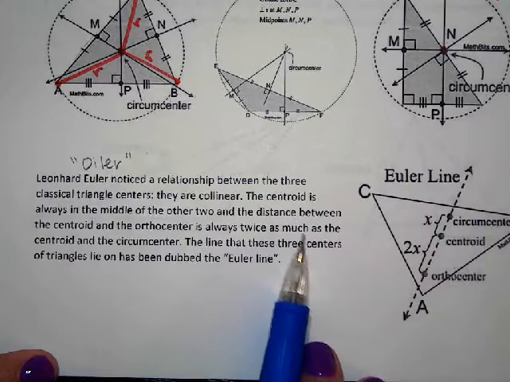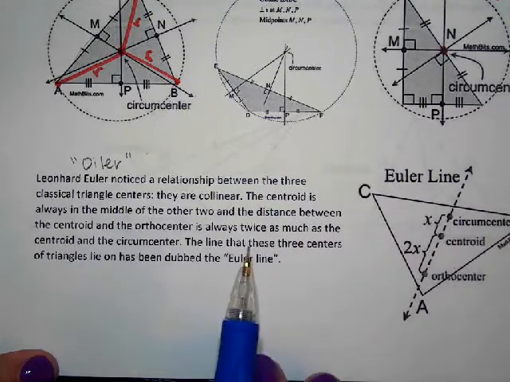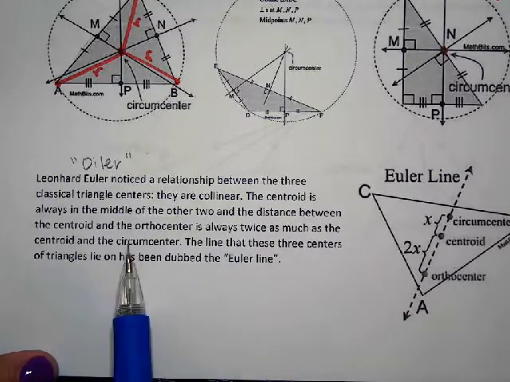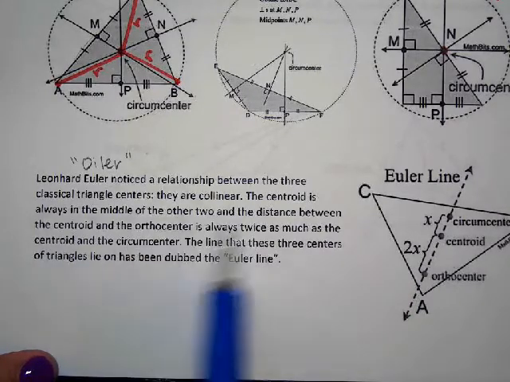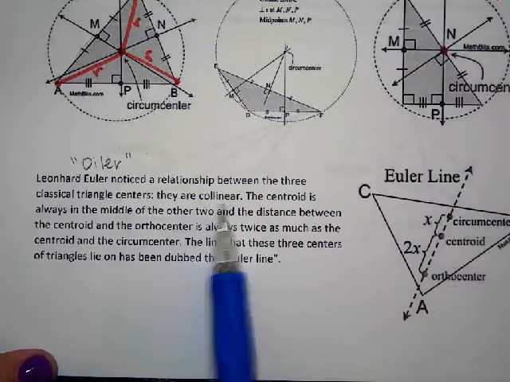I just found it when I was researching for this unit, and I thought it was really neat. You will not be tested on this, but it's kind of cool. Leonard Euler noticed a relationship between the 3 classical triangle centers. They are collinear. Collinear means they're in a straight line always.